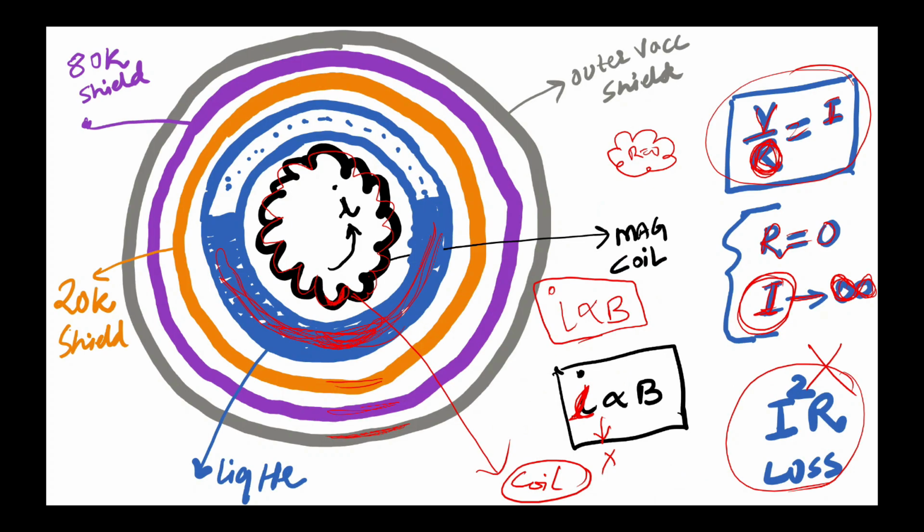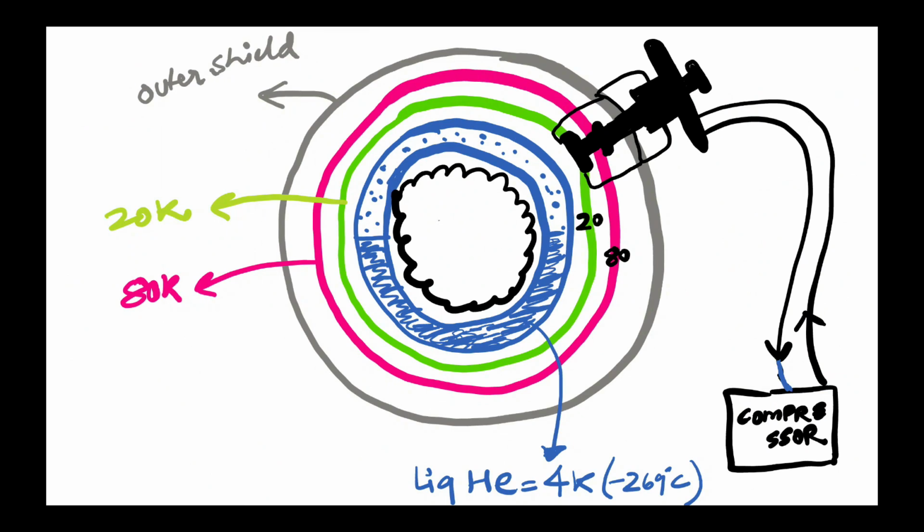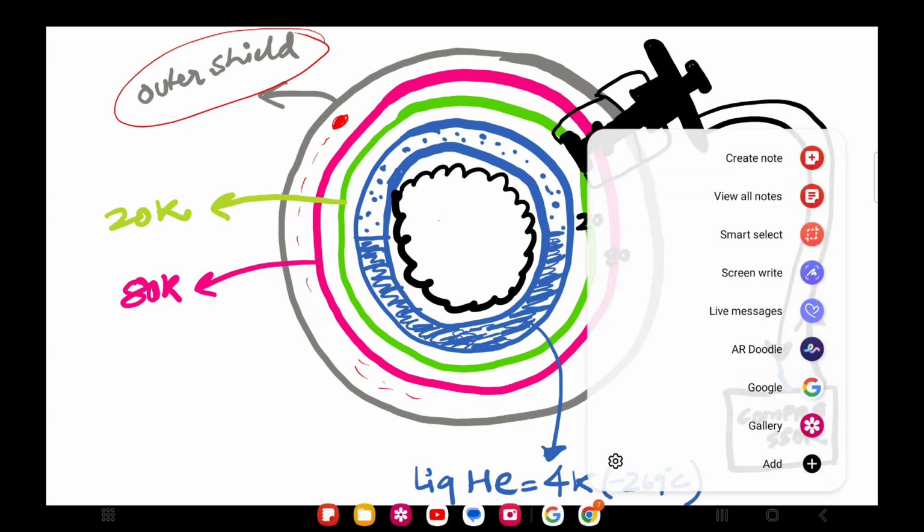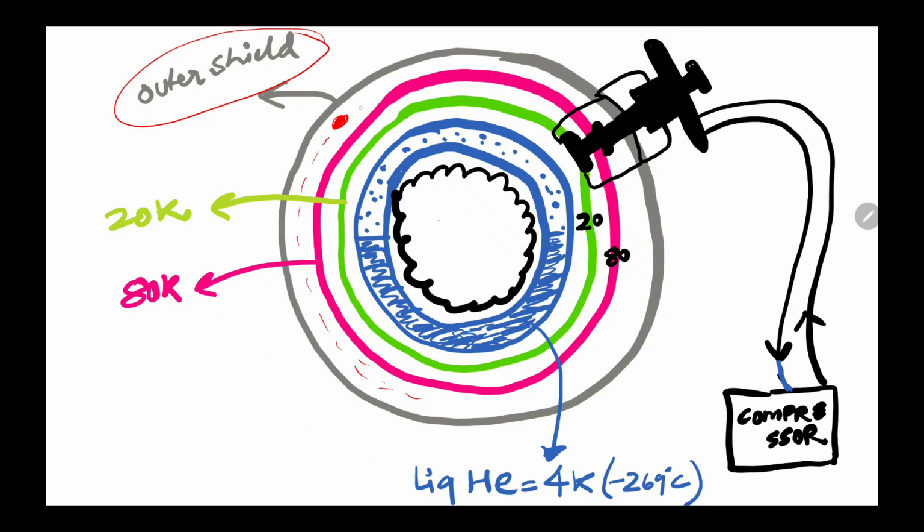Now another thing I am introducing here is another structure I have made. The outer one is the outer vacuum shield. This entire area is vacuum, meaning air is out, so heat conduction will not be there. Another shield is the 80 Kelvin shield. This shield is the 20 Kelvin shield, and the blue color is your helium chamber.